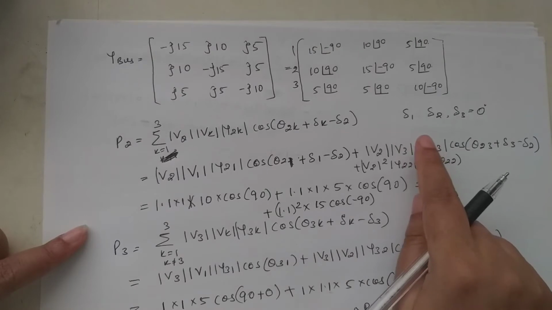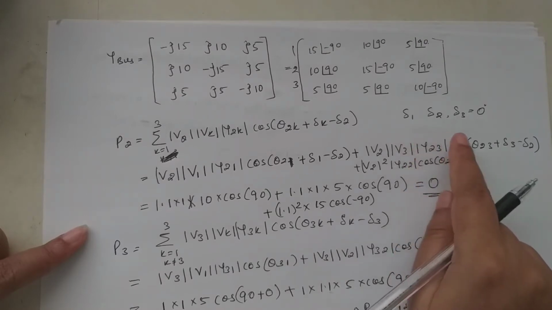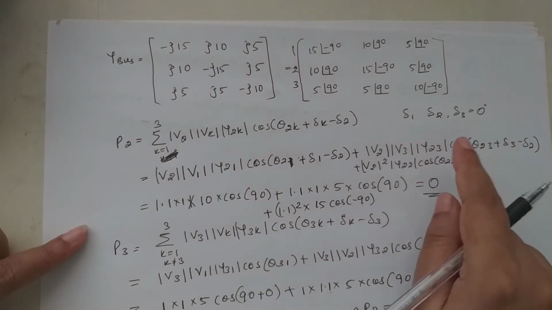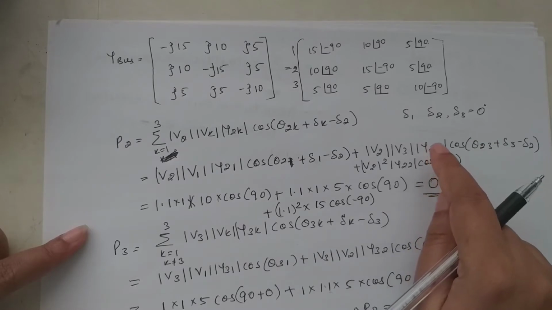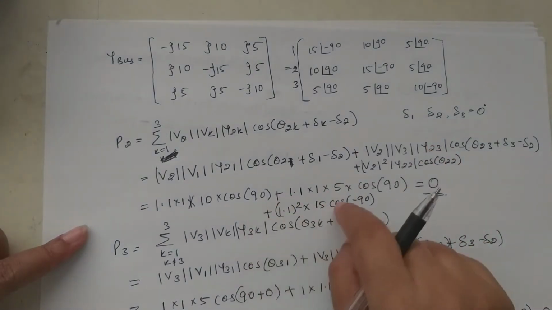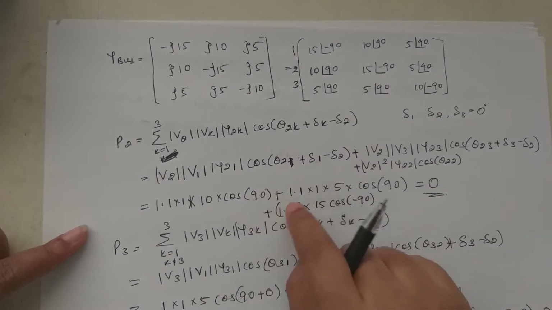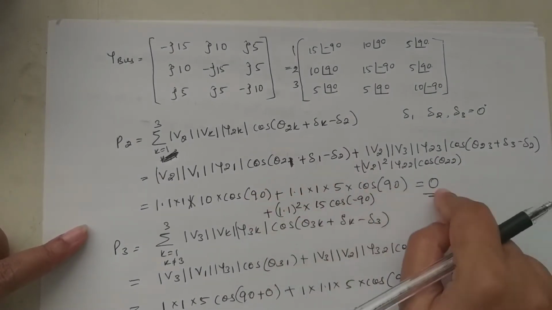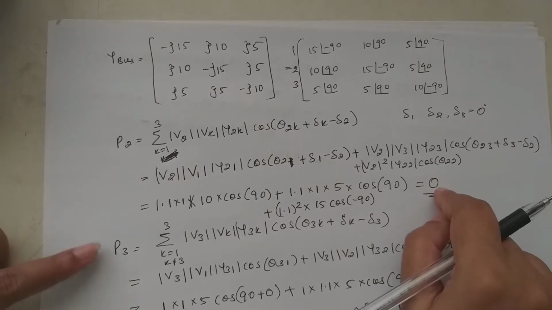Here delta 3 and delta 2 are not given, so assuming a flat start, delta 1, delta 2, delta 3 are equal to 0 degrees. V3 is also not given, so assuming a flat start, V3 is taken as 1. Substituting everything, we get cos 90 everywhere, which is 0, so the whole value is 0.